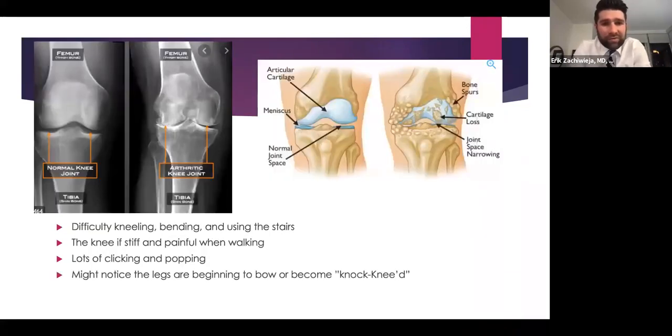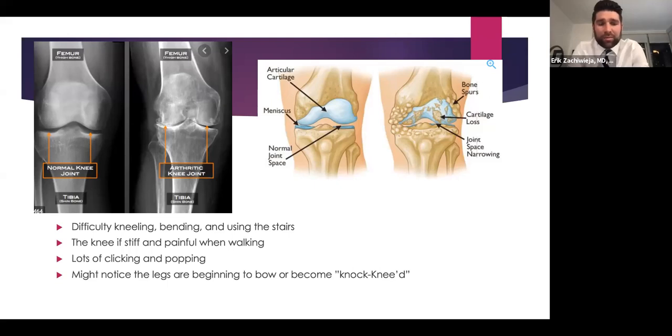So here I have a few schematics of a knee. And so we'll talk a little bit about knee osteoarthritis. And in general, patients with knee osteoarthritis are going to present with difficulty using the stairs, walking, kneeling, or bending. And that's because of this stiffness that develops in the knee, so an inability to bend it fully. And so patients oftentimes may have difficulty getting up from a low chair and things like that. And the knee patients will also often describe that the knee is stiff and painful when they're ambulating.